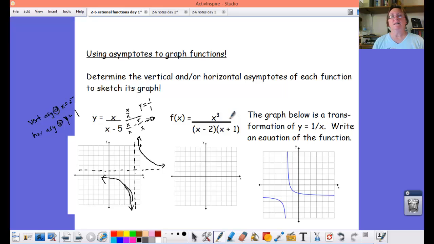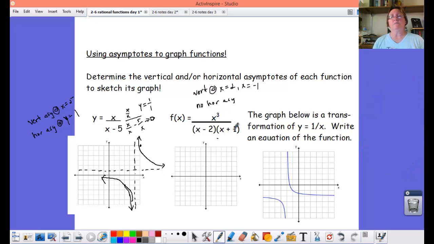Let's do the same thing here. This function is x cubed, that may make the top behave a little bit differently, over x minus 2 times x plus 1. Vertical asymptotes and horizontal asymptotes. Stop the video and find those.